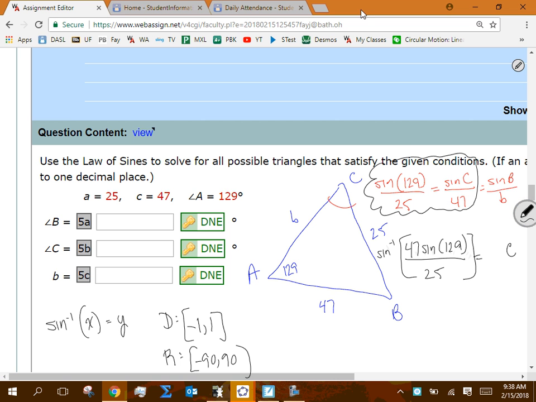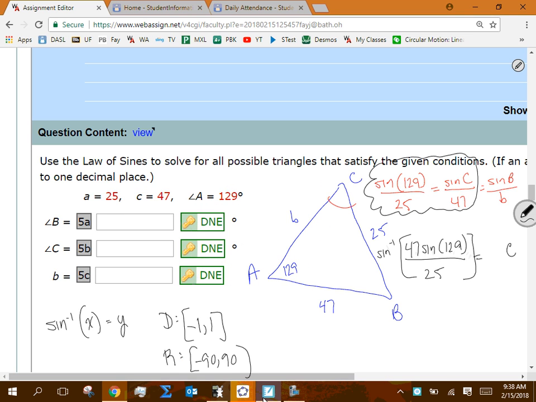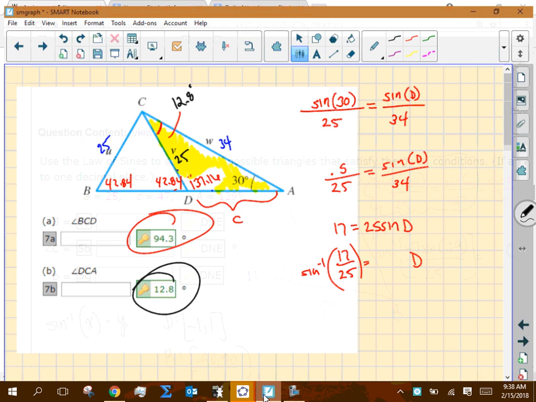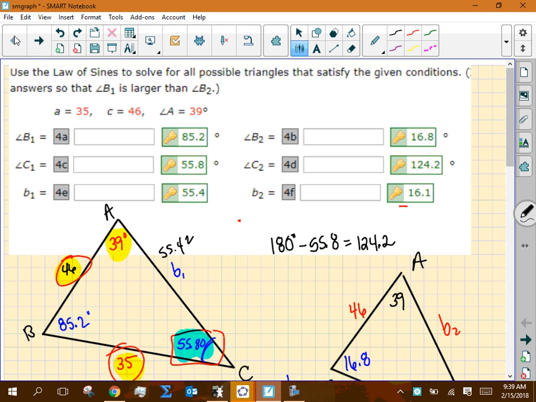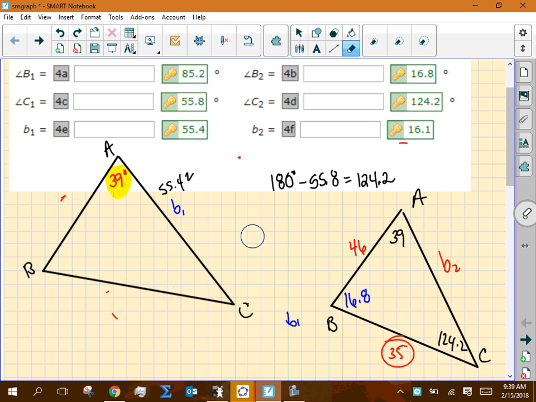So that's the ambiguous case. There are times, obviously, when the ambiguous case only gives you one solution. That situation would be, if we go back to maybe this question here, we found this to be 55.8. Let's say we would have gone through all the work and found this angle measurement to be 20 degrees. Does that leave a measurement for that angle? Yep. So that would be one triangle, correct?